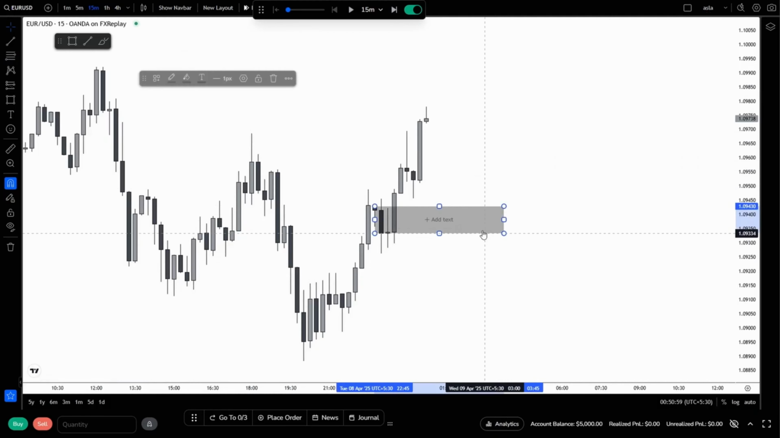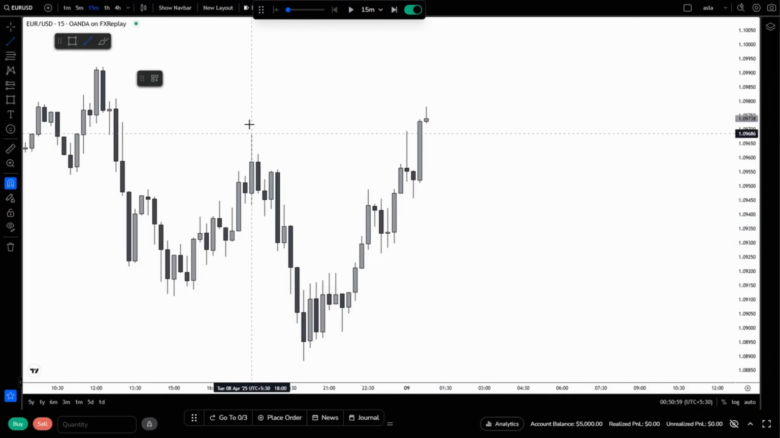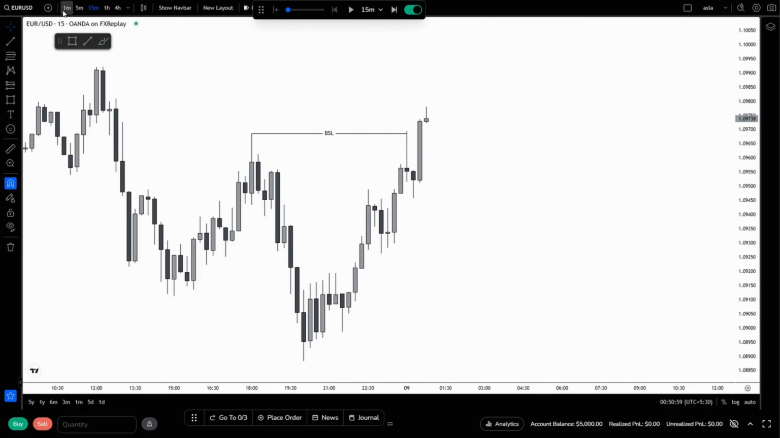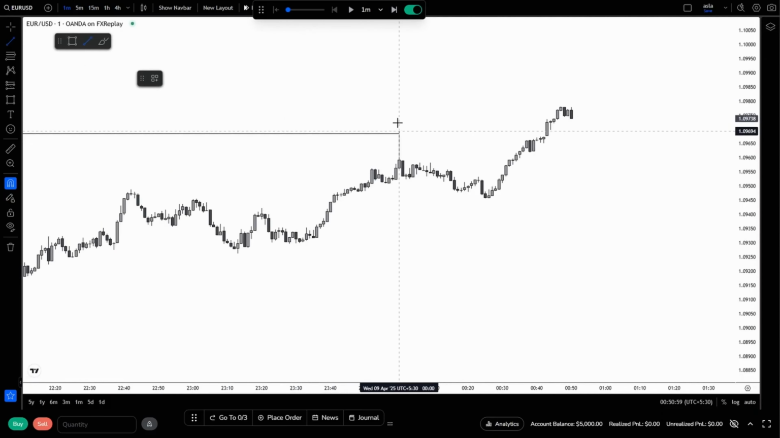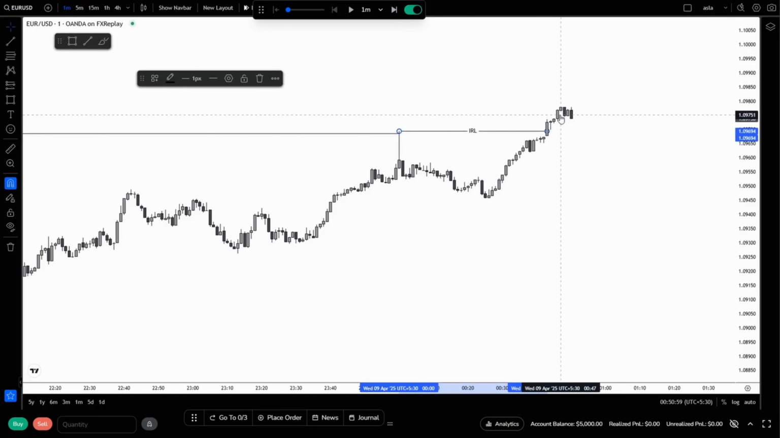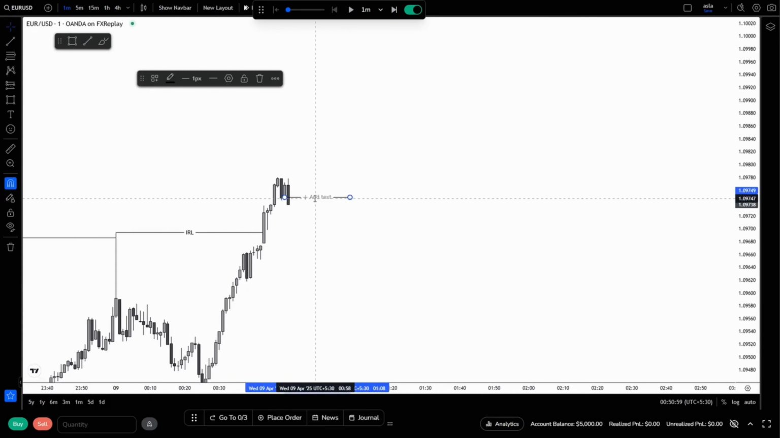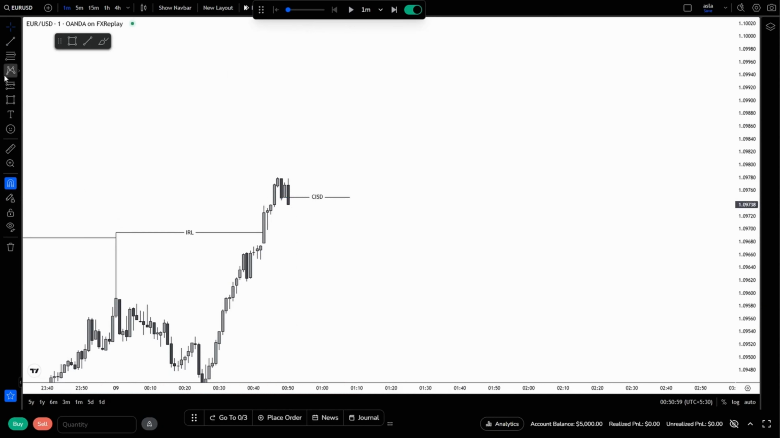For example, in this trade you can see that we first have a buy-side liquidity sweep, and price also manipulates on the lower time frame. After that manipulation, once we get any valid confirmation, here we have a change in the state of delivery, so we can place our entry on that change in state of delivery, with the stop loss placed above this high.